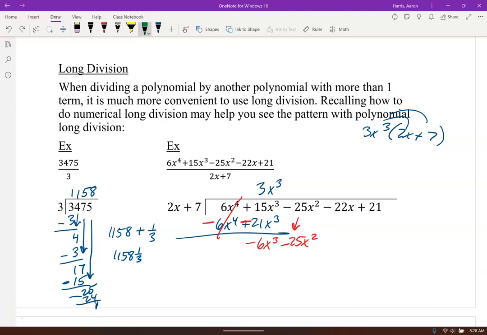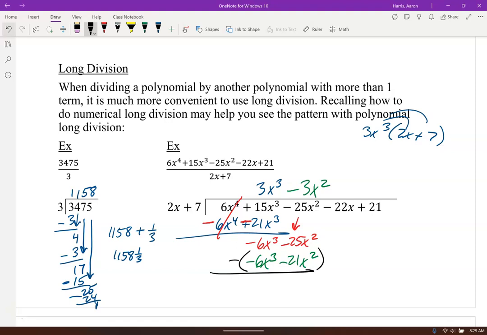Again, Jose is right on that. Negative 3x. Now, I don't want the 3rd, because negative 3x to the 3rd would give me negative 6x to the 4th. I want negative 3x squared. It'll be 1 degree less. Squared. So negative 3x squared times 2x gives me negative 6x cubed. Negative 3x squared times 7 gives me negative 21x squared. And then don't forget, I got to change those signs because I'm subtracting the whole thing.